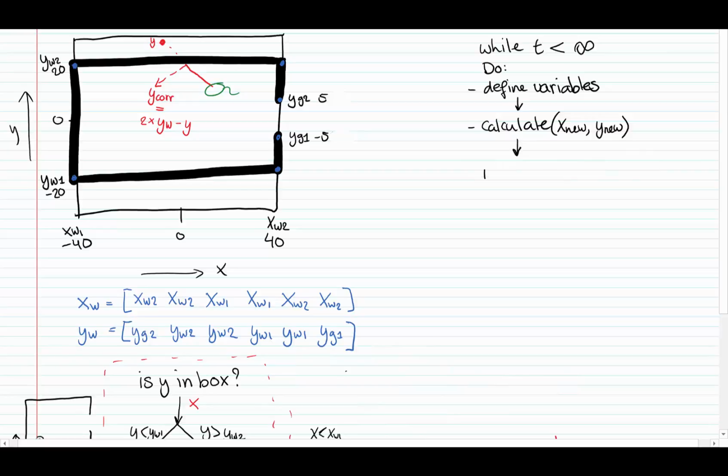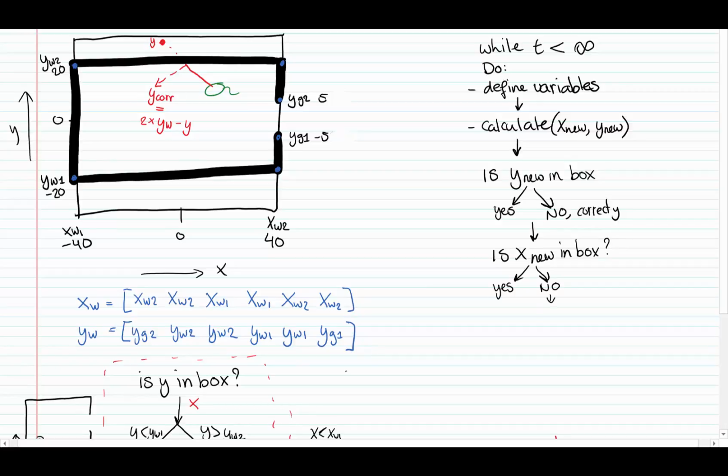First of all, we are going to check whether the new Y coordinate is within the box. If this is not the case, then we have to correct this coordinate in such a way that it stays within the box, so it bounces back. And if it is the case, we move on to the next if block, where we ask whether X is in the box or not.